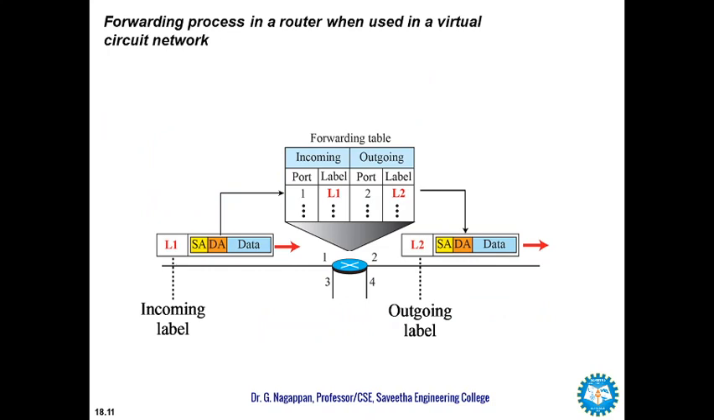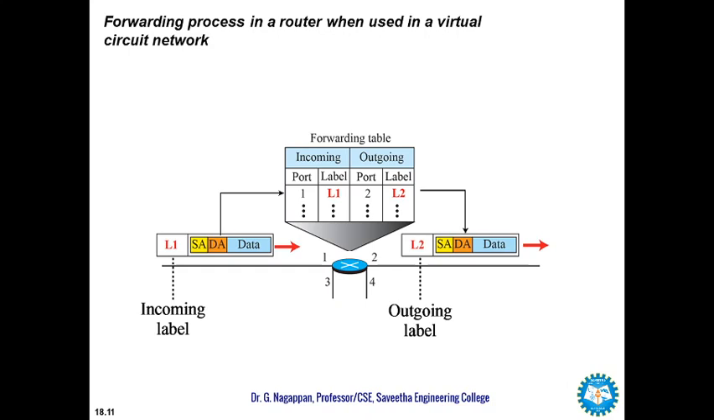So how is this virtual circuit created? How does the forwarding process happen in a router when using a virtual circuit network? The data packet will contain not only the destination address, but also the source address, and the network layer will add a label to it. This label is the virtual circuit label, L1 here, the incoming label, and the forwarding table is also going to be of a different type. It will not contain only the interface number, but will also consider the labeling.